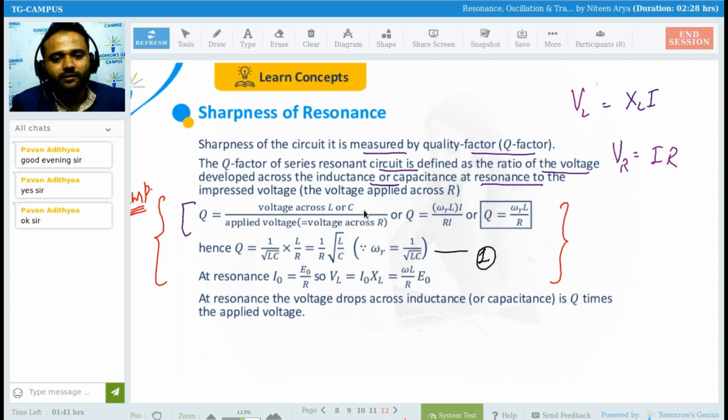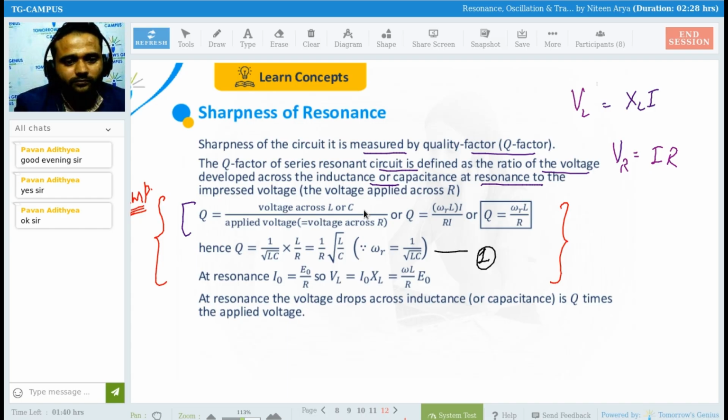Either they give you the quality factor and L and C and ask R, or they give you R or C and ask about L, any particular thing. In the same sense, I naught, which is E naught by R, the peak or maximum value, and using this particular formula, they can ask any particular thing.